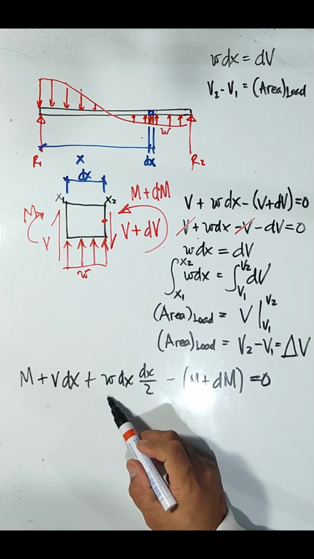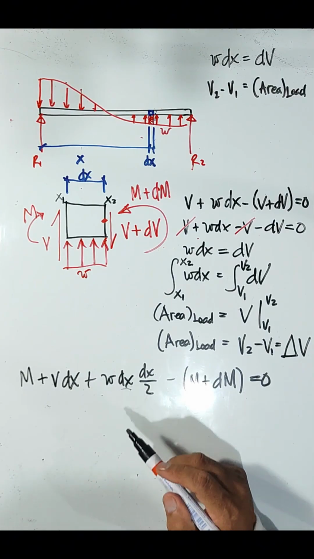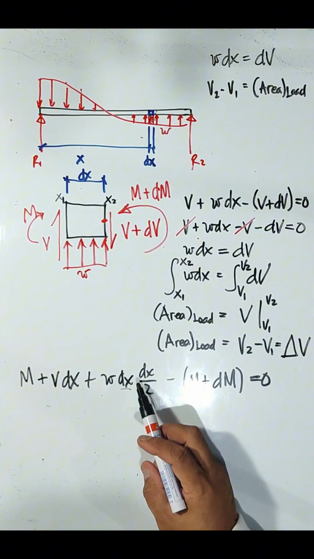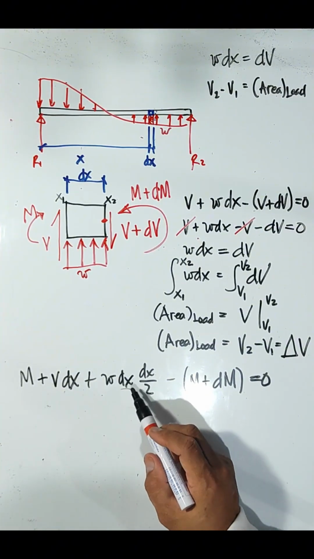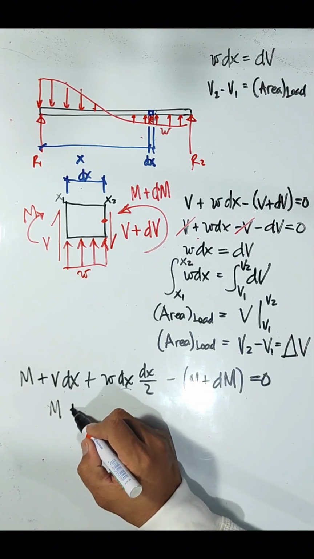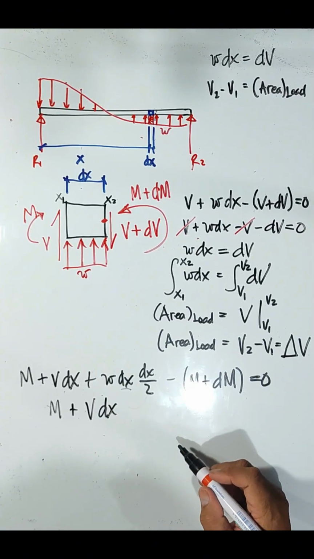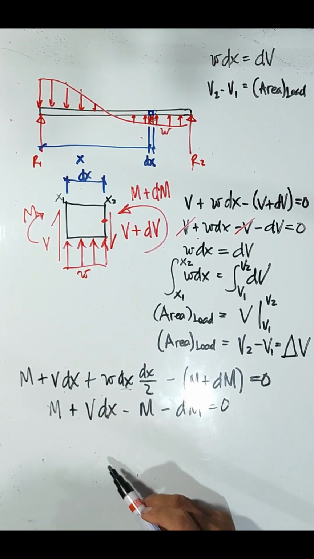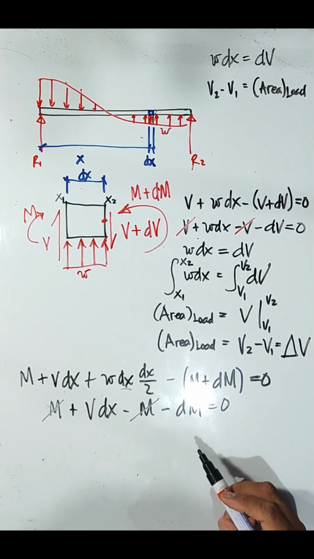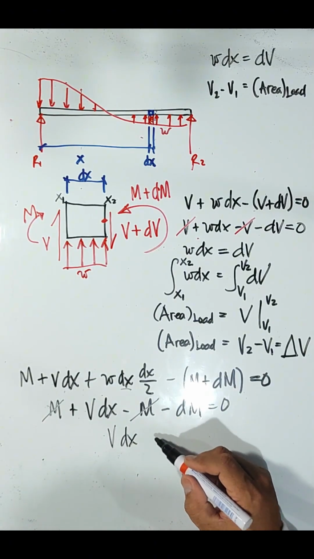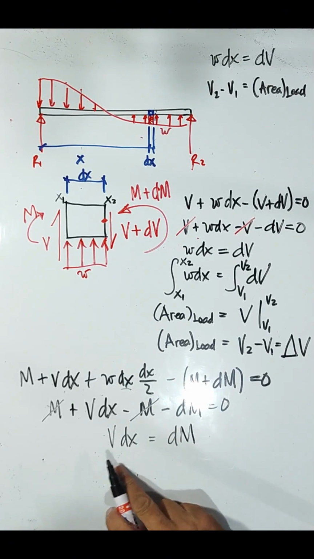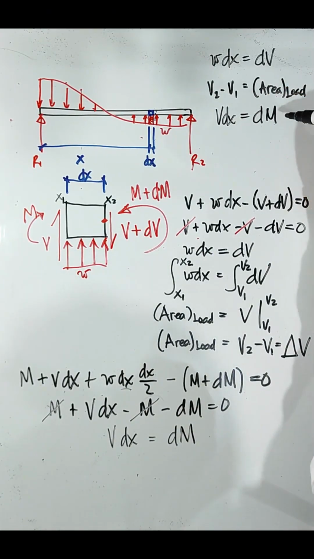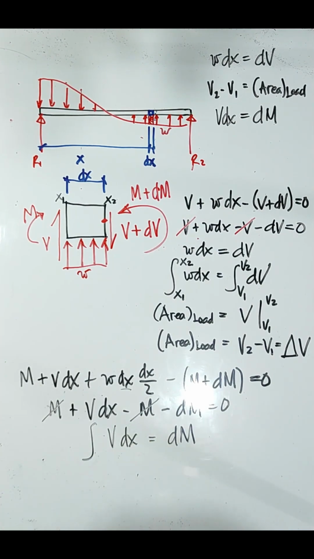If we look at this third term, this dx is very small. If we multiply by another dx, that will be dx squared, which is very small compared to these terms here, so we can just neglect this one. So we will have M plus V dx minus M minus dM equals 0. So M minus M is 0, and we have V dx equals dM. Again, let's write this one here: V dx equals dM. To solve this, we need to integrate.